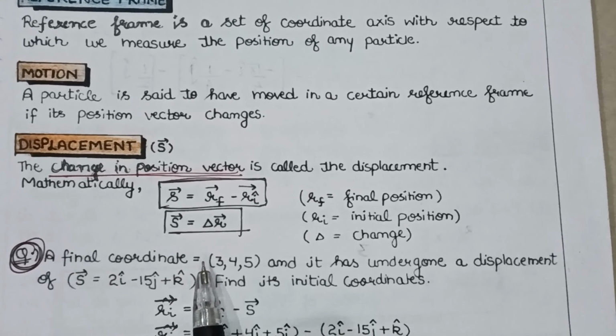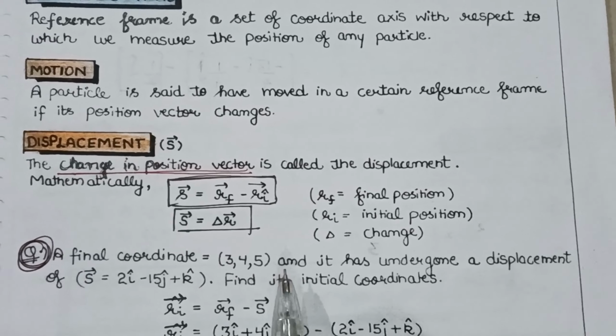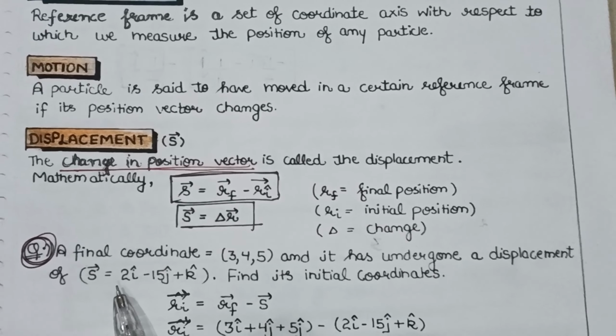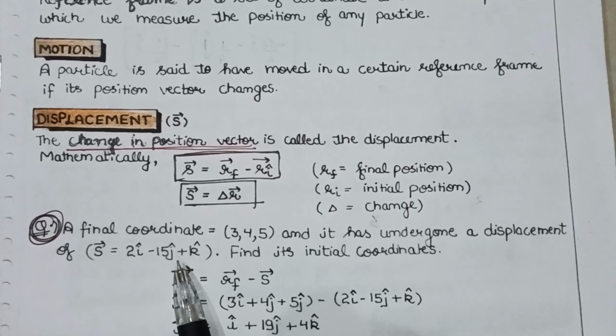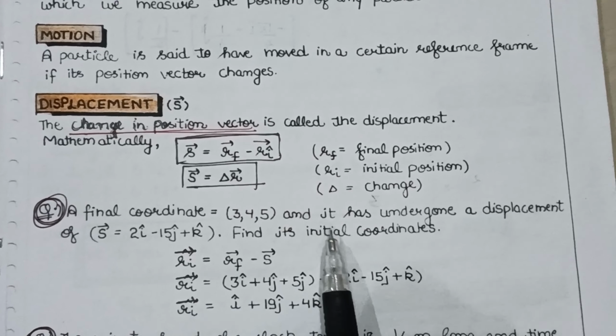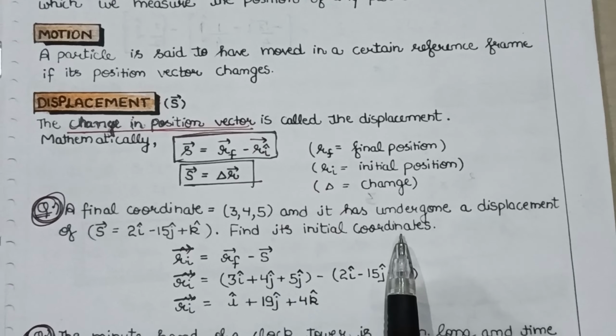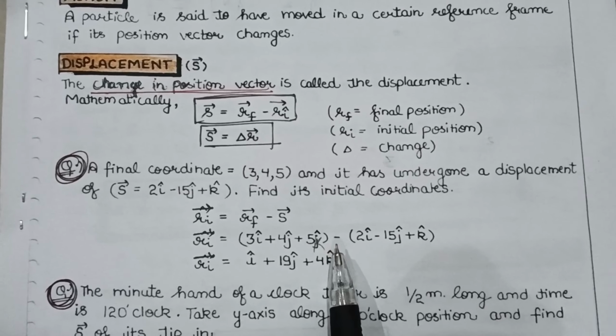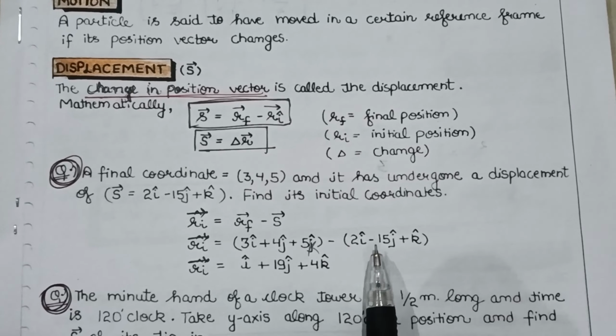Now a question for you. A particle has final coordinates (3, 4, 5) and it has undergone a displacement of s vector equal to 2i cap minus 15j cap plus k cap. Find its initial coordinates. Therefore, initial position is equal to final position minus displacement. Initial position is equal to 3i cap plus 4j cap plus 5k cap minus (2i cap minus 15j cap plus k cap). Initial position is equal to i cap plus 19j cap plus 4k cap.